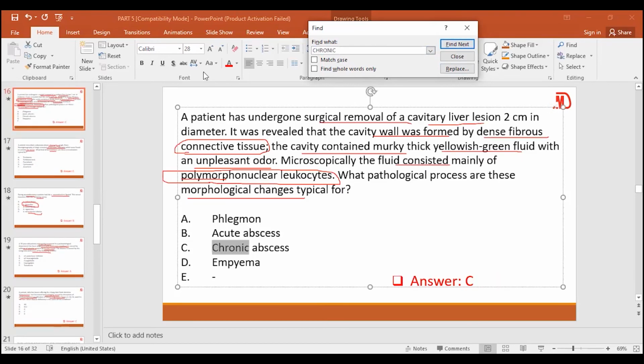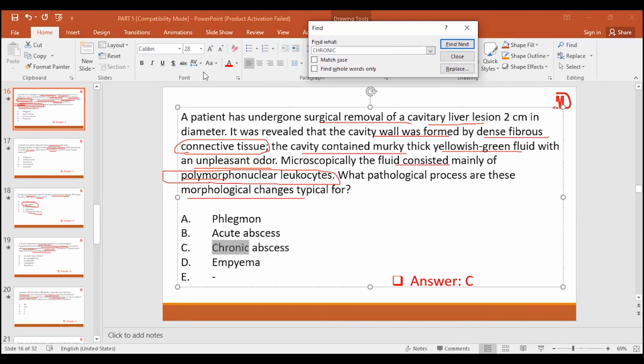So we have a patient who has undergone a surgical removal of something, and now there's a cavity. They say there's a cavitary liver lesion, 2 centimeters in diameter. It was revealed that this cavity wall was formed by dense fibrous connective tissue. Anytime you have dense connective tissue being formed, it's usually a chronic condition. Just like scarring of the liver, scarring of the heart, scarring of the lungs, you are thinking of a chronic condition.